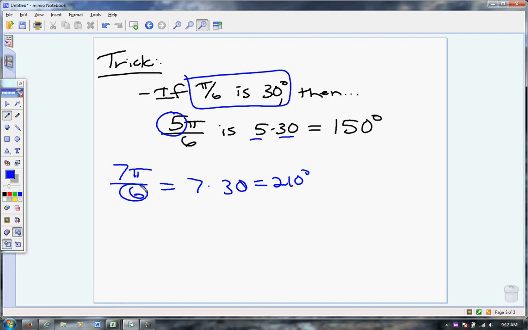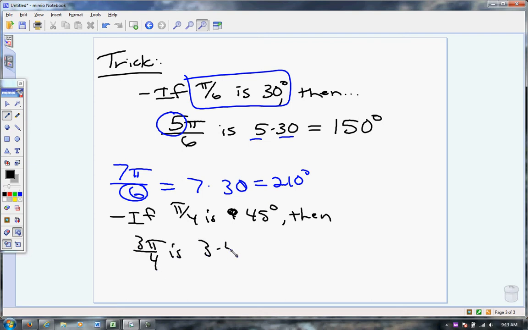You can also do it with the ones that have a denominator of 4. I could also say, but it's a little bit harder to do that in your head, if I know that pi fourths is 45 degrees, then 3 pi fourths is 3 times 45. That's a little bit harder to do in your head, but I think most of you could probably still do it and see that it's 135.